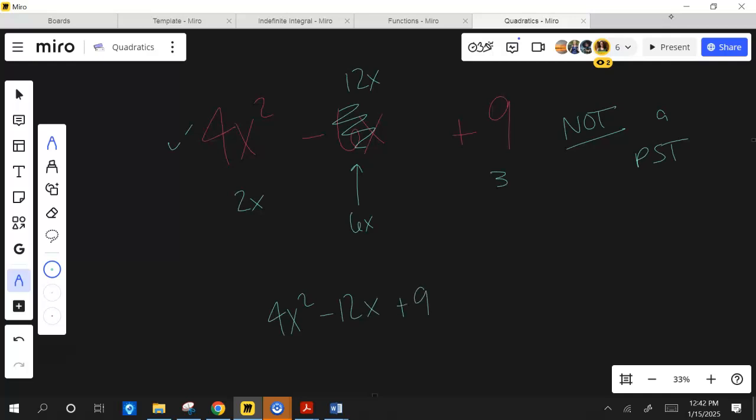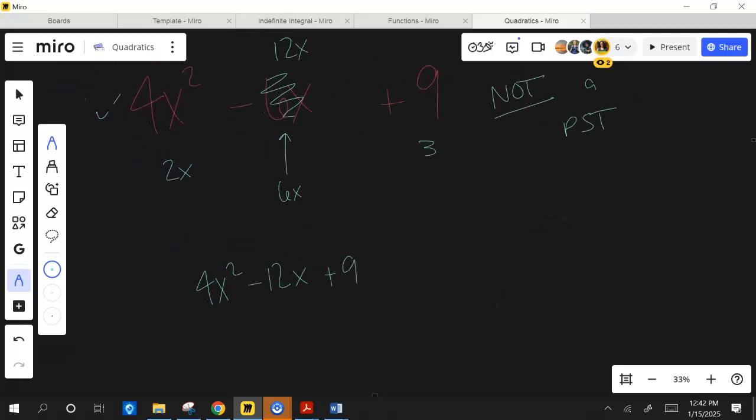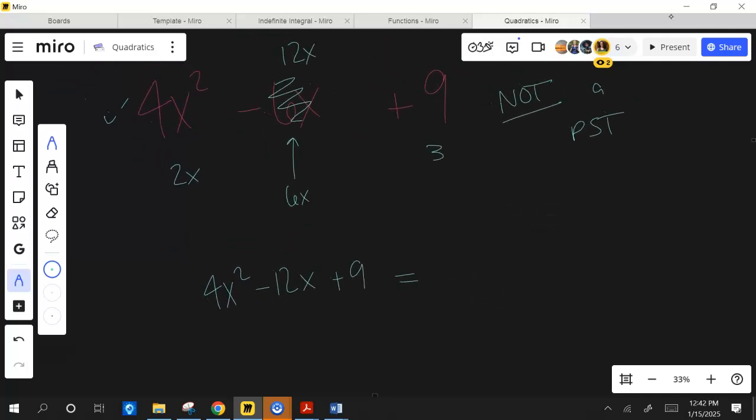If that happens, then it factors as 2x minus 3 squared. The hardest part is checking: is it a perfect square trinomial? I take it y'all have never done this before, though, because y'all are looking at me like this right now. Okay. Can you not go to the answer yet and work through it?